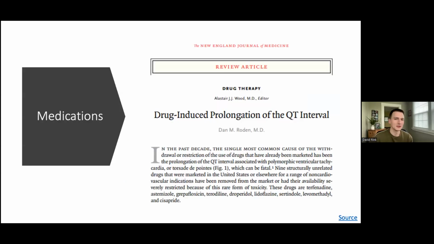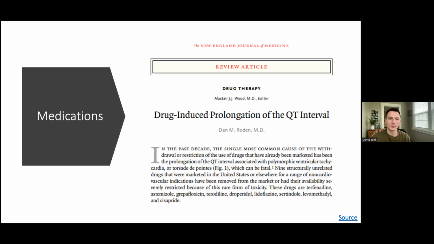And I thought this was particularly interesting, this article in the New England Journal about a decade ago that said in the preceding decade, the single most common cause of withdrawal or restriction of the use of new medications was QT interval prolongation. And they highlighted 9 structurally unrelated medications marketed in the US for non-cardiovascular indications that had to be removed from the market for this toxicity.